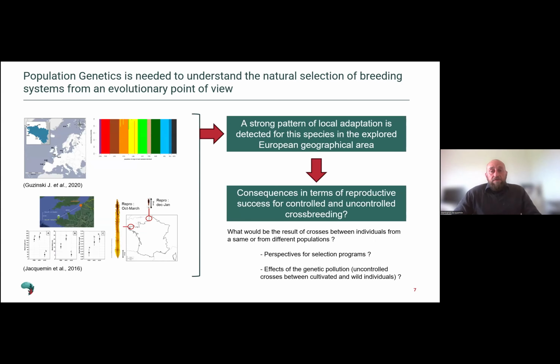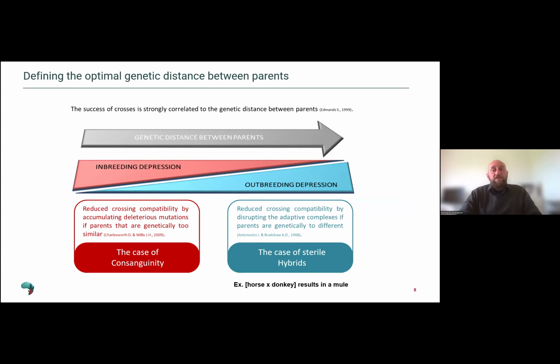This strong pattern of local adaptation also raises the question of the consequences in terms of reproductive success for controlled and uncontrolled crosses. You know that the success of crosses is strongly correlated to the genetic distance between parents. While for some species, males and females that are highly genetically different mate better, for other species, crosses work better when male and female are genetically similar or nearly so. So this pattern is important to know for each species of interest, because the perspectives of artificial selection will strongly depend on this compatibility between genetically distant or genetically close related individuals.